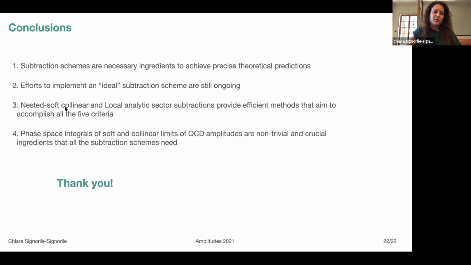So this is also to say that nested soft collinear and local analytic sector subtraction are two alternative methods that are quite efficient, in my opinion, and are trying to accomplish all the 5 criteria. Although, again, still a lot of work can be done to optimize them. And I would like to conclude saying that phase space integrals are something that I think is quite interesting for the amplitude community, and they are a crucial ingredient for all the subtraction schemes.